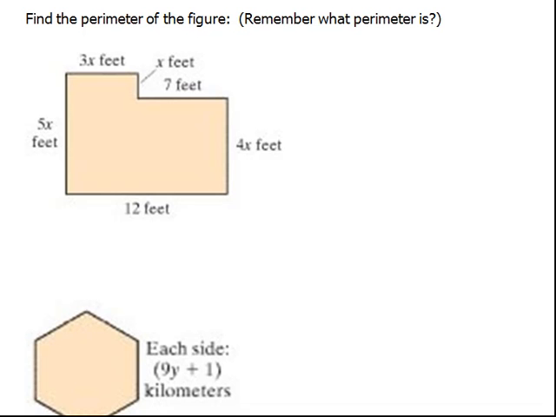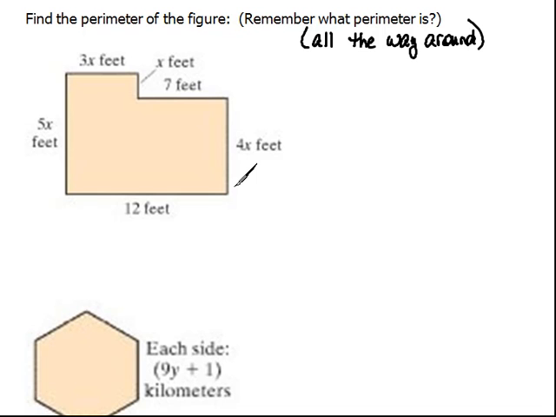Now we're going to work some application problems and combining like terms. Here we have a figure, and it says find the perimeter of the figure. We have to remember what perimeter is before we can begin. Remember, perimeter is just all the way around a figure. So when we take each one of the sides and we add it up, that's the perimeter.